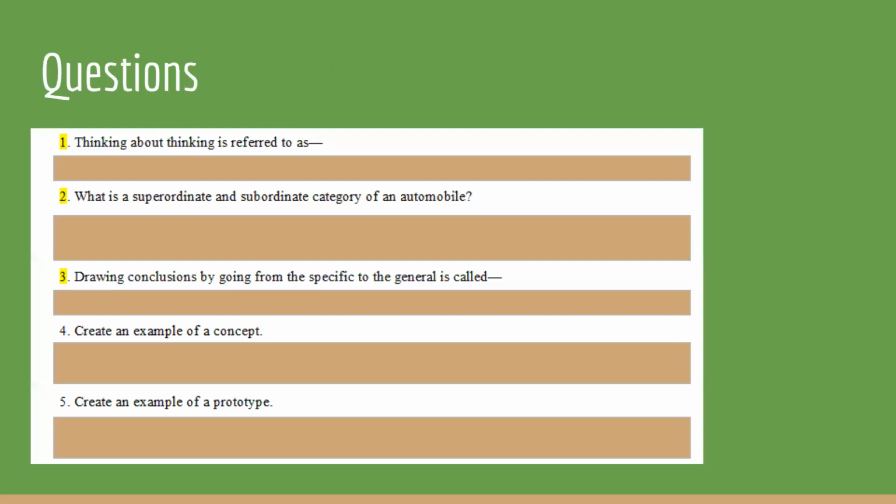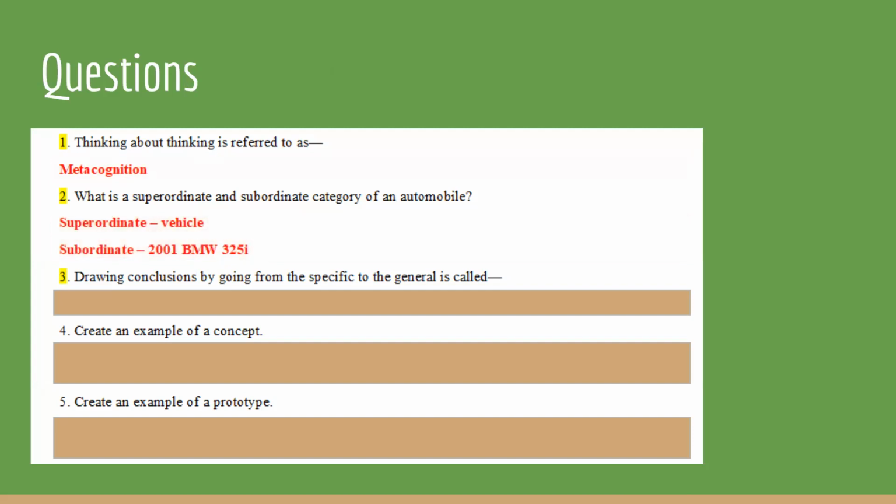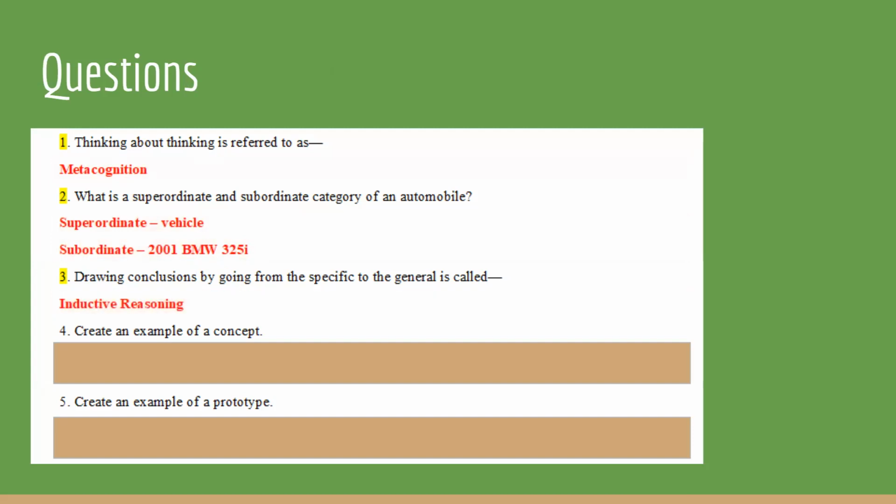All right, questions. Thinking about thinking is referred to as metacognition. What is superordinate and subordinate category of automobile? Oh, that's exactly what I just said. Superordinate vehicle. Subordinate 2001 BMW 325i. Drawing conclusions by going from the specific to general. So don't get confused. This is not the divergent or convergent. I didn't talk about this actually, but that is considered inductive reasoning. So specific to general, inductive.